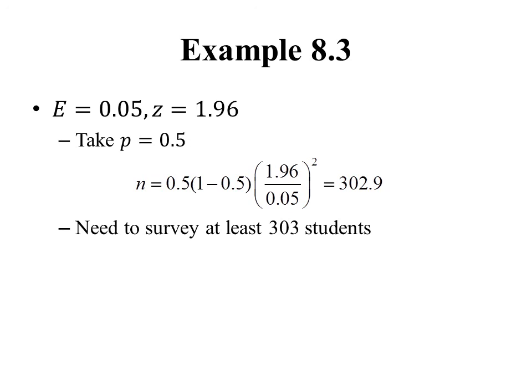Now in this problem, we're not going to take into account attrition. Attrition may not be a real factor, because this is not a longitudinal study in any sense. This is just a point study. So this means we need to go out and survey about 303 students.